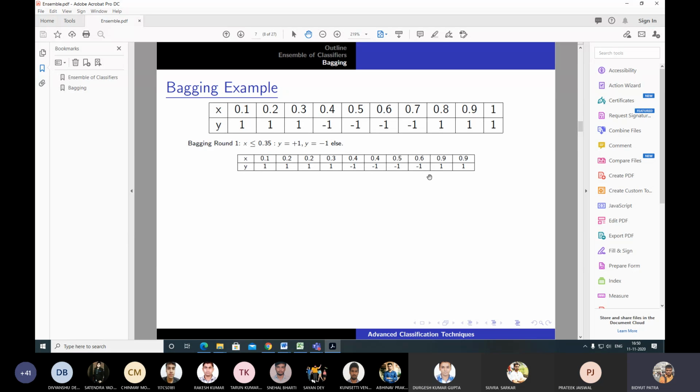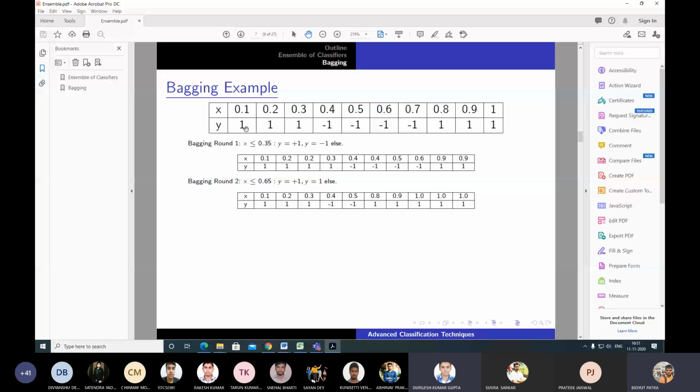So next, this is the first round. First round means we got a training data set and we got a decision stump. Now in the second one, you get another training data set using the same sampling with replacement technique. So you have taken first one, 0.1.